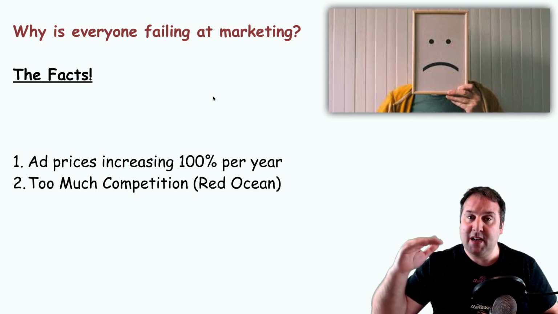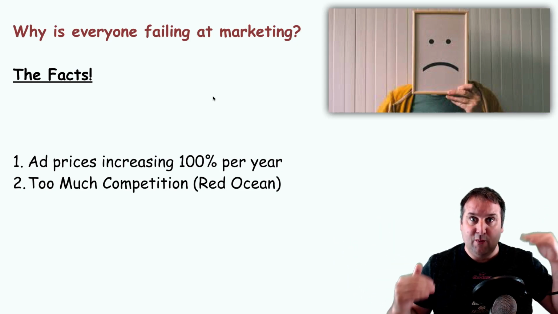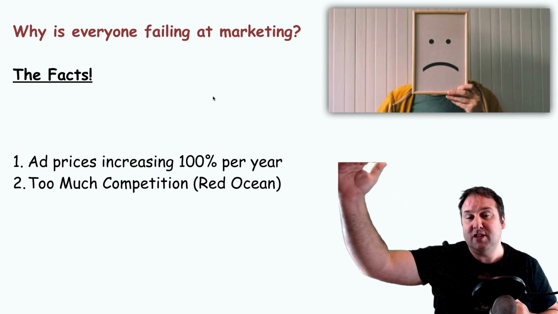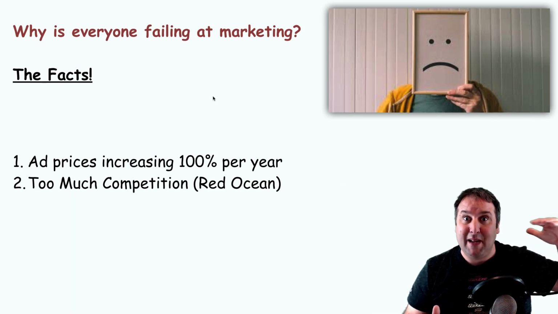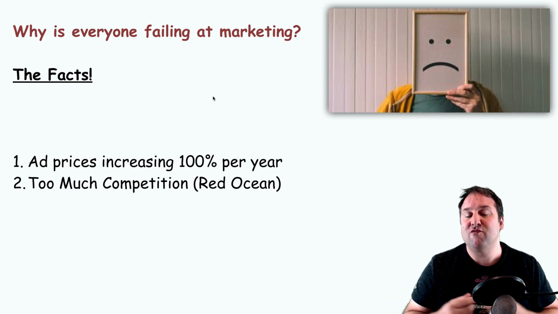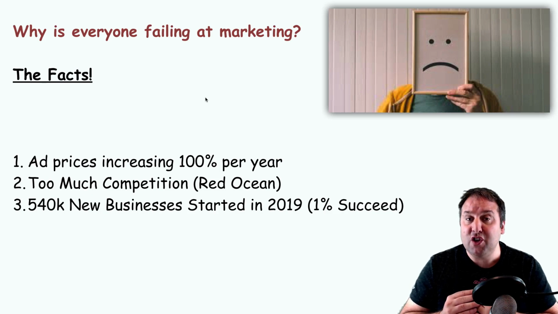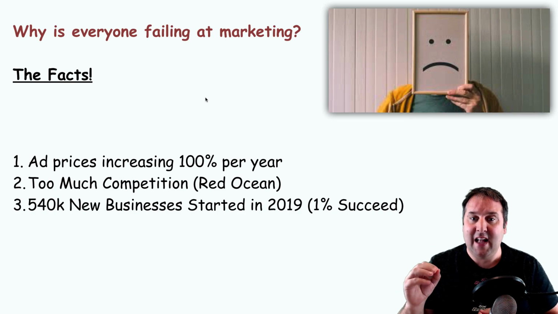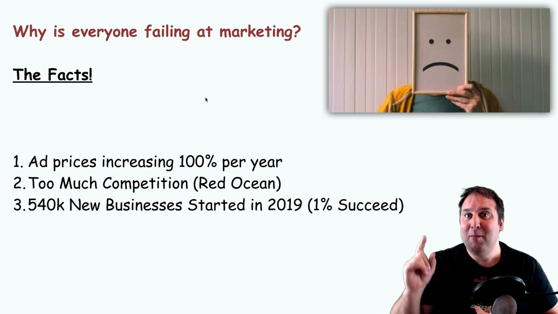And because of that, generally there's 5 times as many people advertising. So obviously with the ad prices increasing by 500%, there's way too much competition. There's 5 times as many people. So there's pretty much a red ocean in most niches that you go into. In 2019, 540,000 new businesses started online. And typically, if you look at the trends over the last 5 years, only 1% succeed.